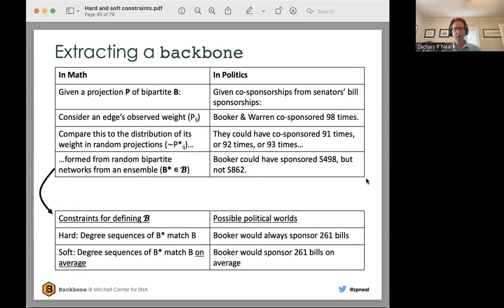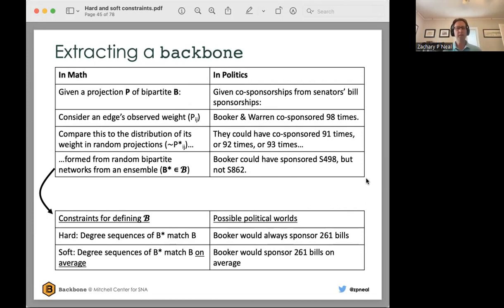So the spot where this process diverges and where the notion of hard and soft constraints comes in is how we define this ensemble, how it is that we generate these random bipartite networks that we're interested in. So one possibility is we impose hard constraints. That is, each B star, each random bipartite network that we use, has degree sequences that exactly match our observed bipartite. So this would be equivalent to saying in every possible world, Booker always sponsored exactly 261 bills.